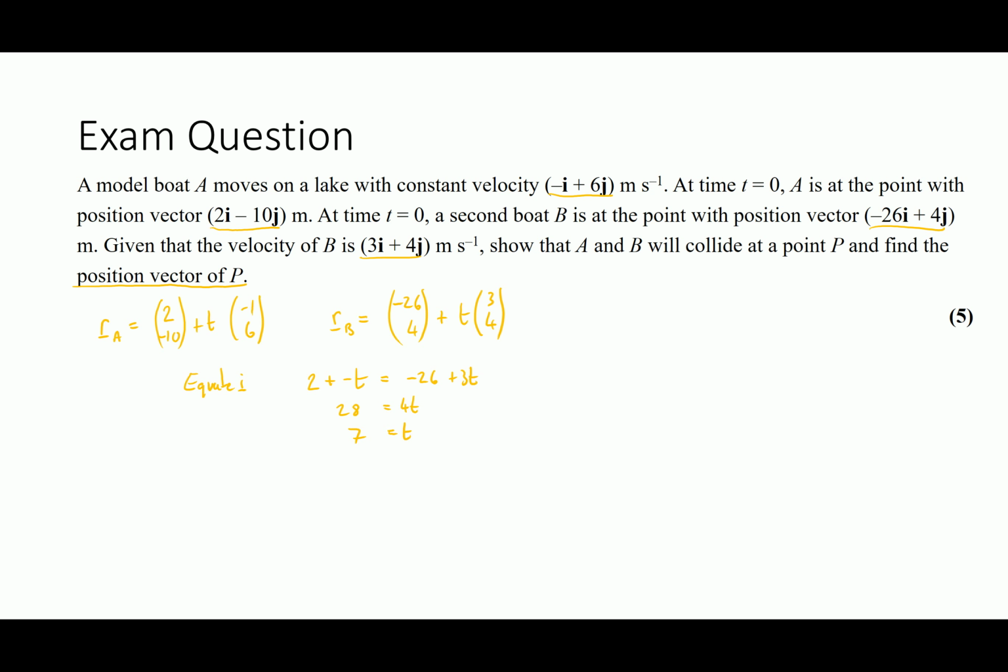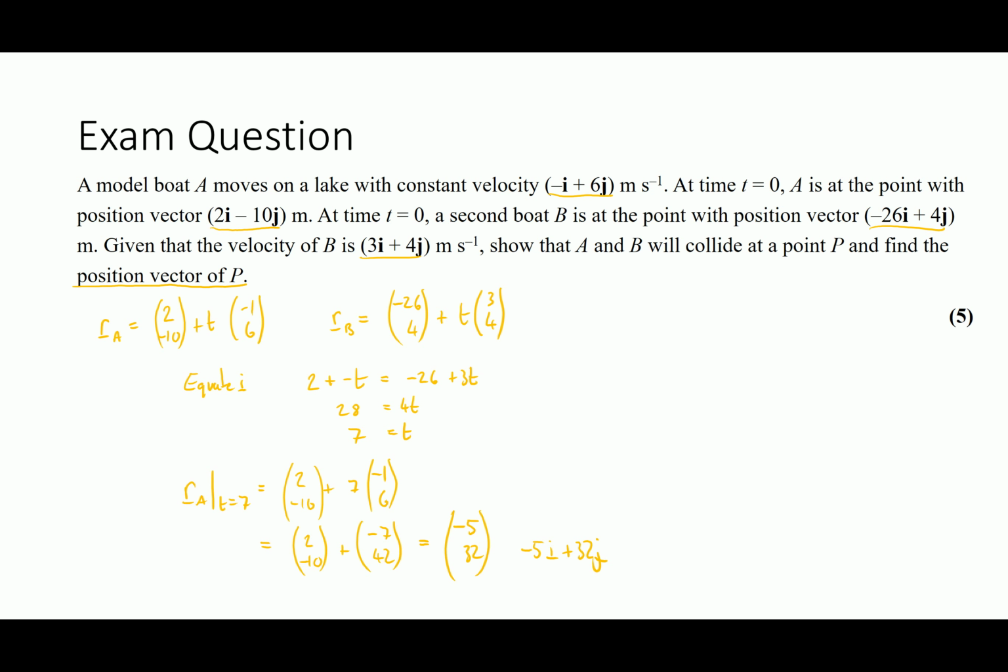Now I'm just going to go through and evaluate both of these at t is equal to 7. So that is to say that r of A evaluated at t equals 7 would give me 2, negative 10, plus 7 lots of negative 1, 6, which is 2, negative 10, plus negative 7, 42, which would give me negative 5, 32, or as a vector, minus 5i plus 32j.